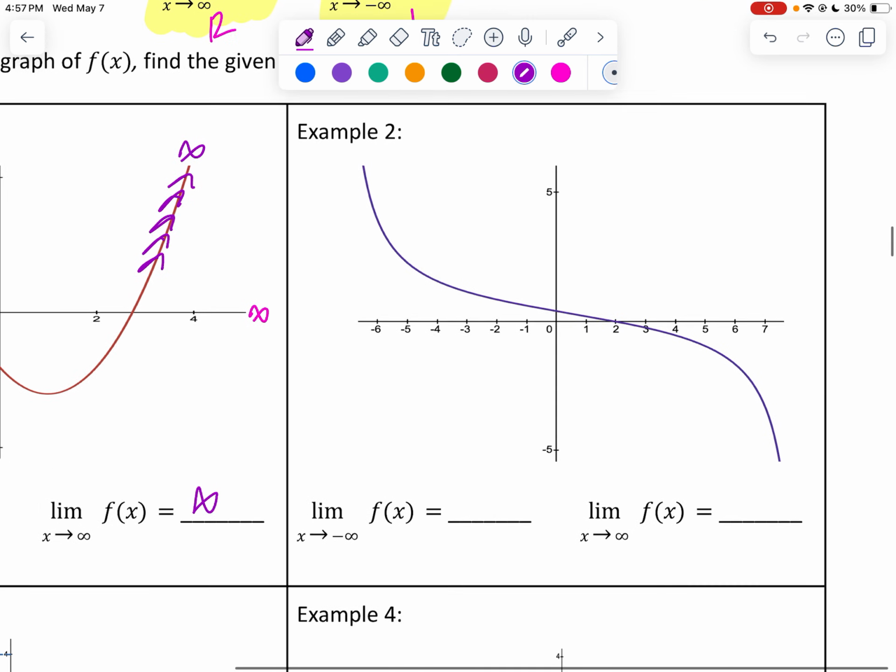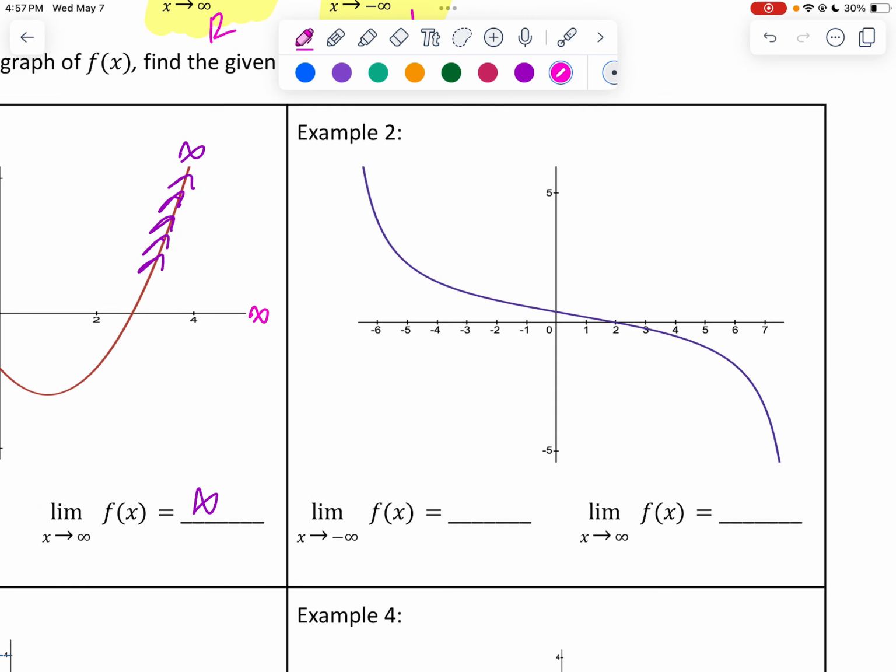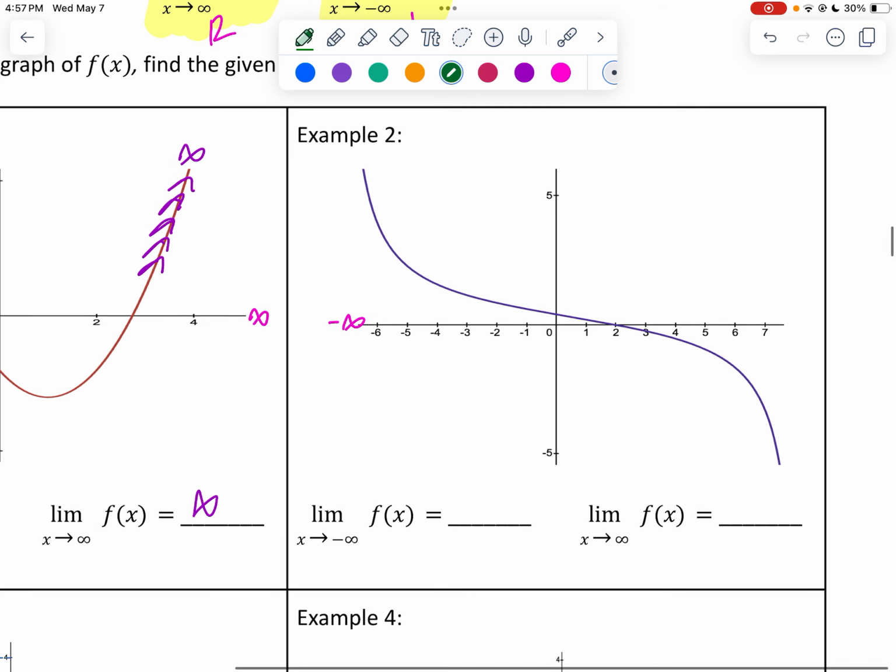Right, example 2, if I'm approaching negative infinity, I'm going to look at going up and up and up and up. So then I'm approaching positive infinity. If I'm looking towards x approaching positive infinity, this guy is going to go down and down and down and down. So then the limit is going to be negative infinity.